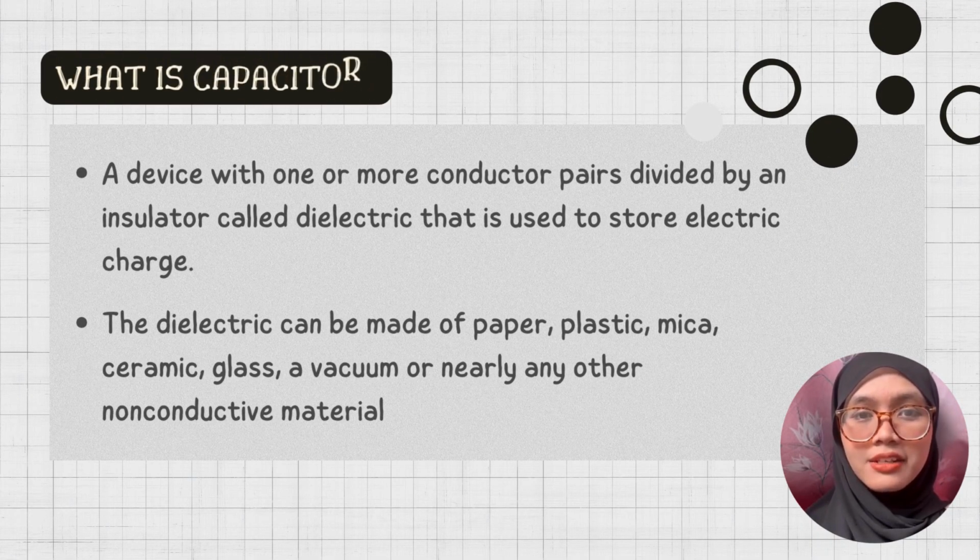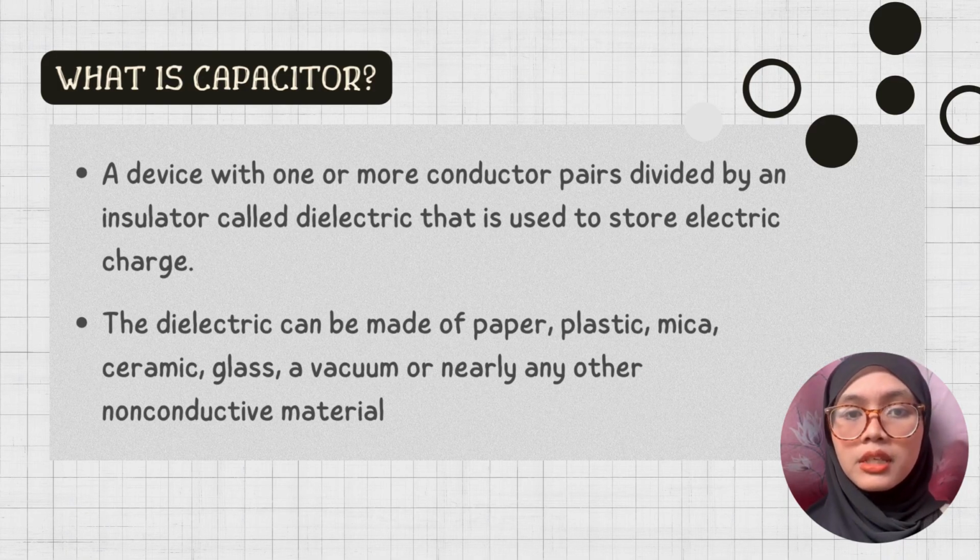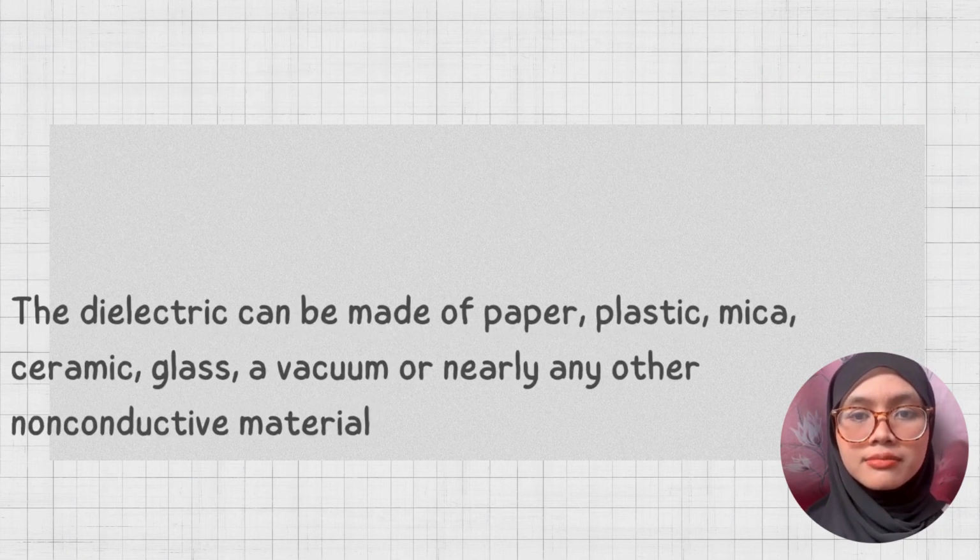3.1 Capacitor and capacitance. What is a capacitor? A capacitor can be defined as a device with one or more conductor pairs divided by an insulator called a dielectric that is used to store electric charge. The dielectric can be made of paper, plastic, mica, ceramic, glass, a vacuum, or nearly any other non-conductive material.